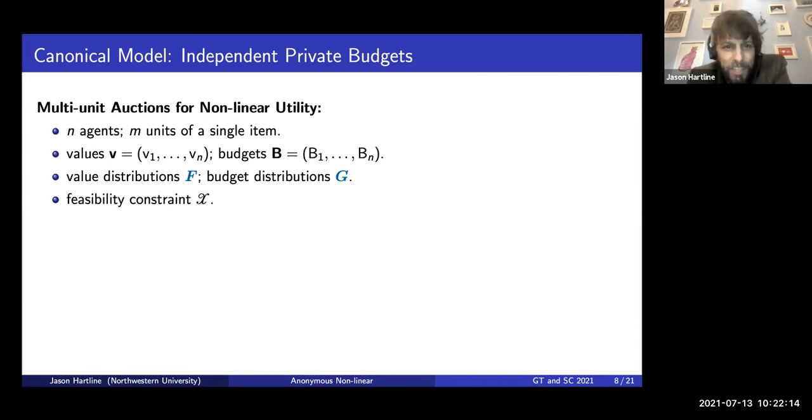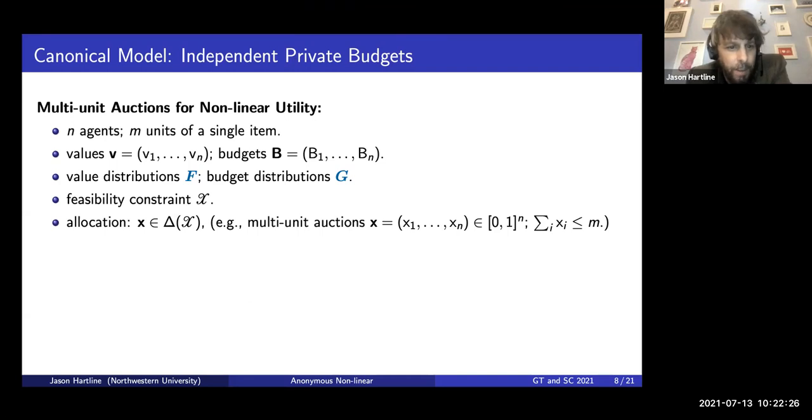We'll assume we have a feasibility constraint. The one I've given here is that I have m units of a single item to sell, but the results are going to apply to general feasibility constraints. And we're going to require that our allocation, which could be a randomized allocation, be feasible. So for example, for multi-unit auctions, if I have m units to sell, it better be that the sum of the probabilities I sell to each of the agents, the sum of the x_i's, is at most m. That would be an example of a feasibility constraint.